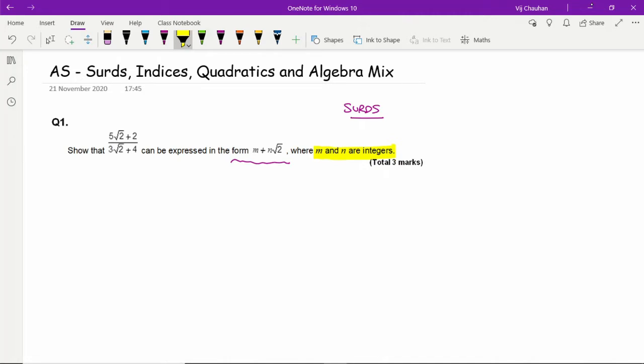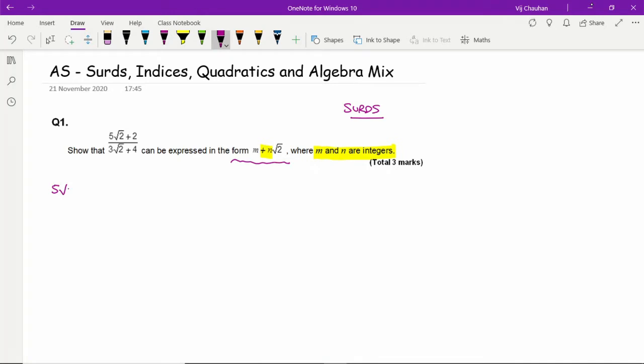Now the other key thing to note is this plus n. I'm not forwarding because I don't know what the answer to this question is just yet, but just because you've got m plus n root 2 doesn't mean that n is automatically going to be positive. So if you find during your working out that n is negative, then that's absolutely fine. Don't be confused when the format says a plus and you've worked out a minus, because all we know is that m and n are integers. So plus or minus doesn't make a difference, as long as they're not decimals or fractions. So let's have a look at working through this question.